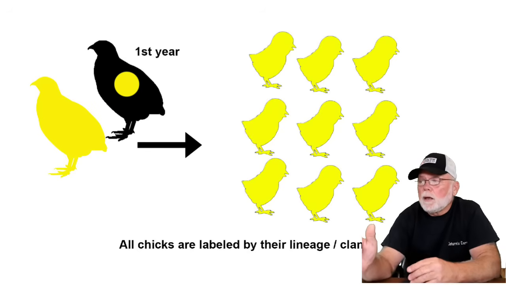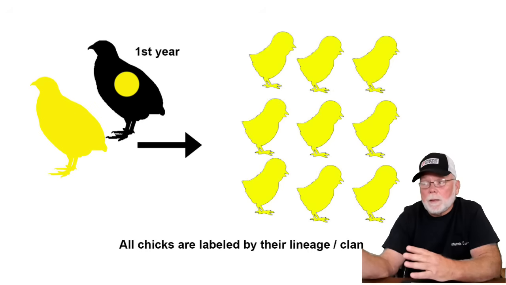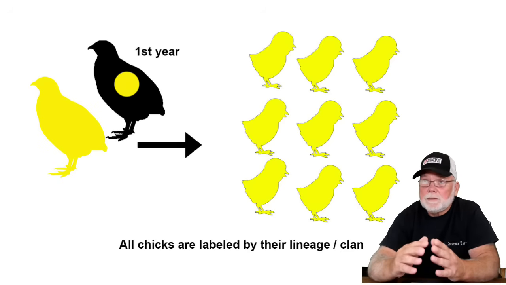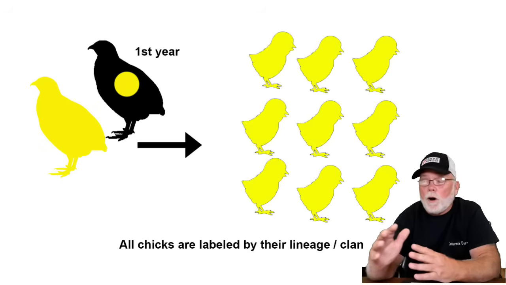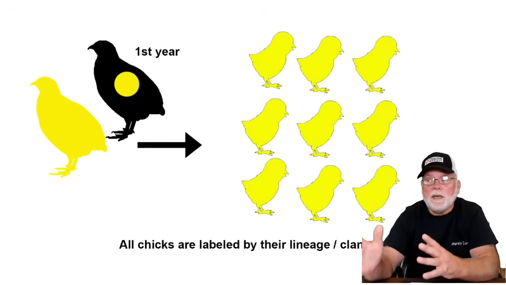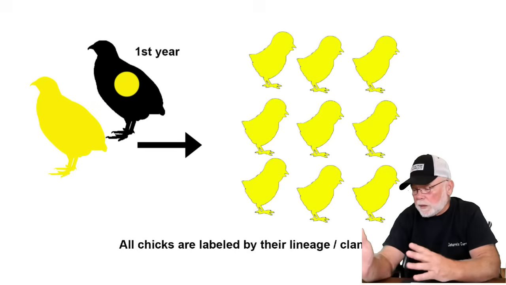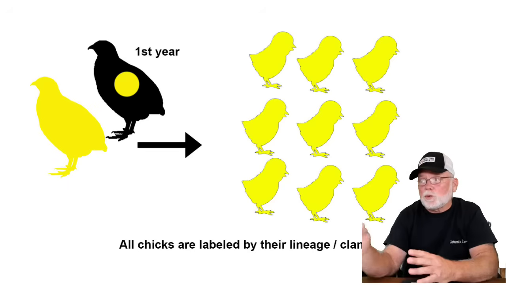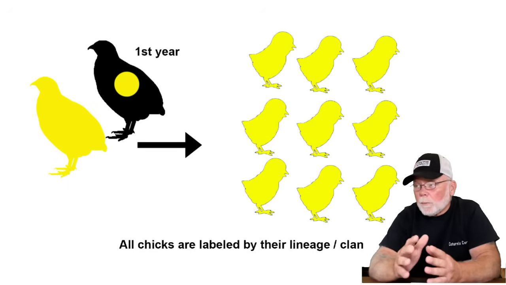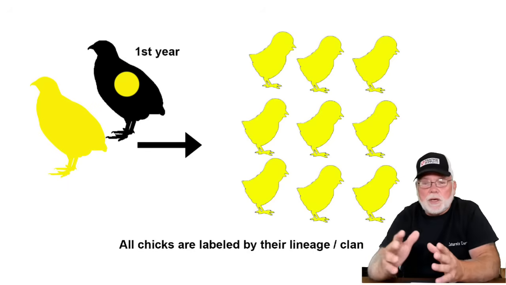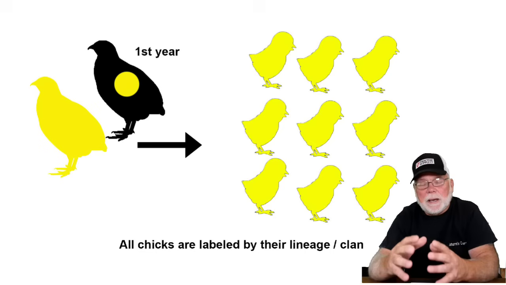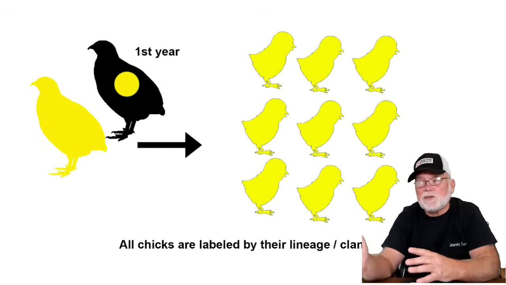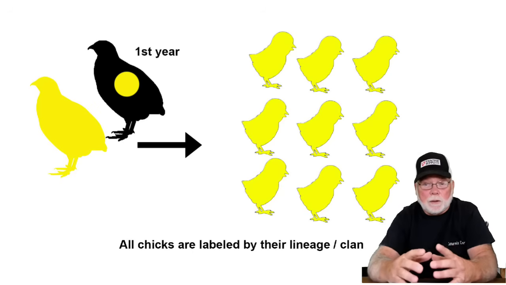All the offspring are labeled by the clan that they originated from. So if every chick hatches out from a hen or from a group of hens, say in the yellow group, all the chicks will be part of the yellow clan. And when we get into record keeping and identifying your birds, we're going to talk a little bit more about that. But the only thing that changes in each clan is as your chicks hatch out, you're going to select the best of the best. You want to take all your best hens, and they will stay in that yellow group.